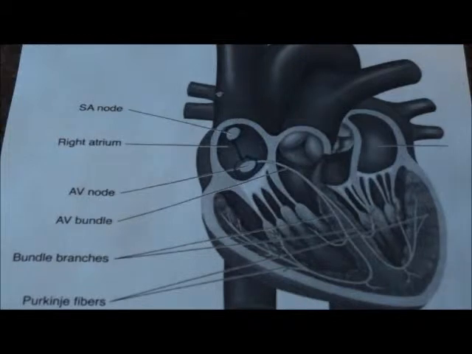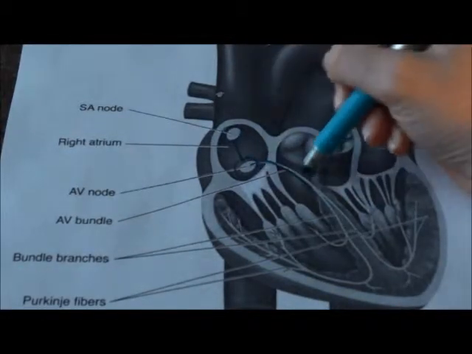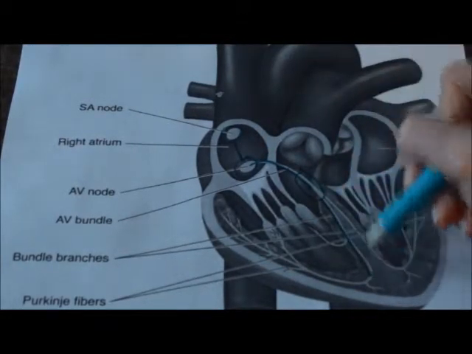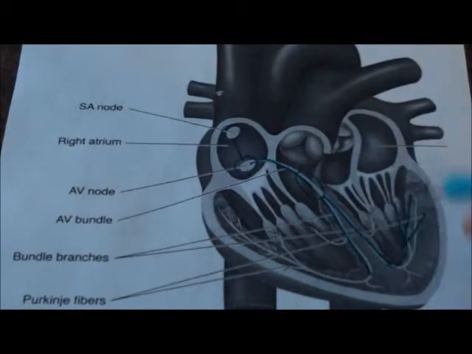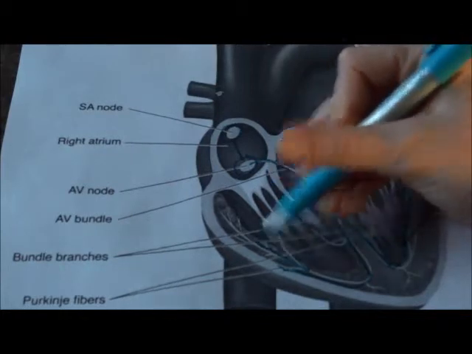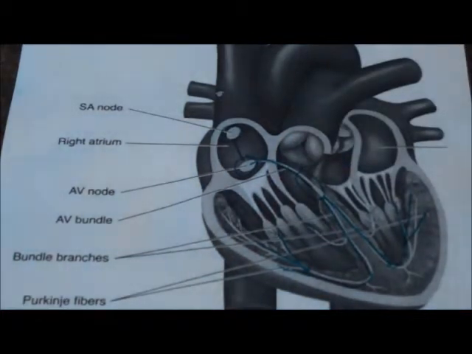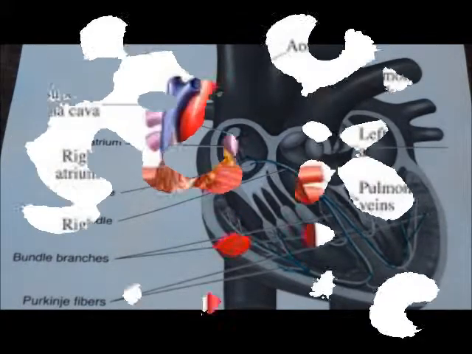After the pause, the impulse will travel down through the AV bundle, through the right and left bundle branches, and then through the Purkinje fibers. The Purkinje fibers cause the heart muscle cells to depolarize, causing the ventricles to contract. The SA node's initial impulse causes the atria to then contract.